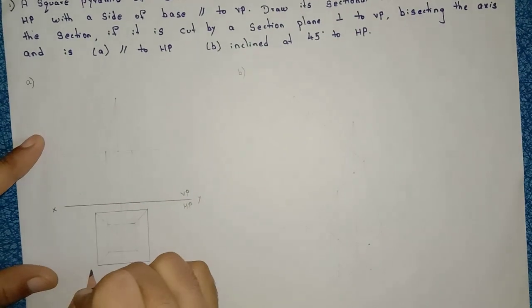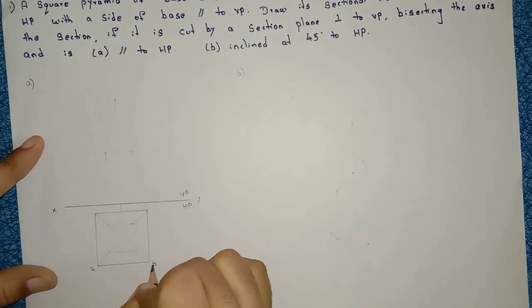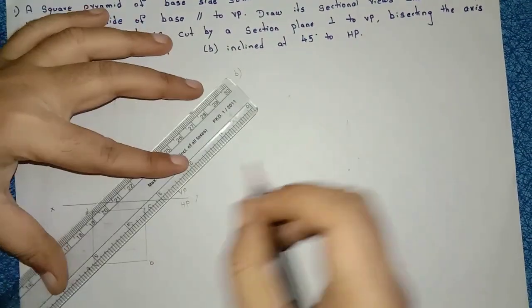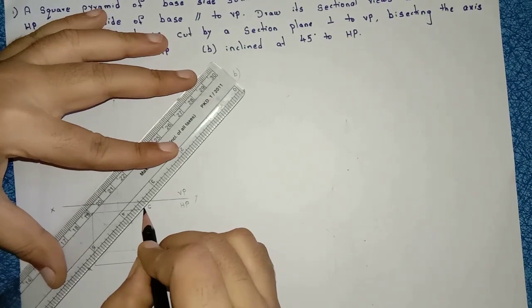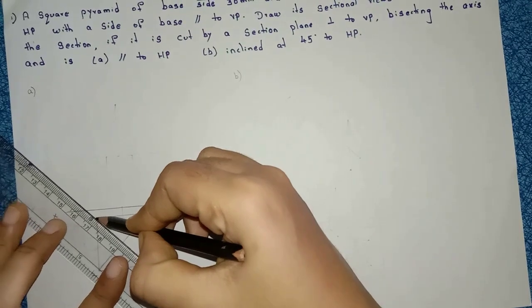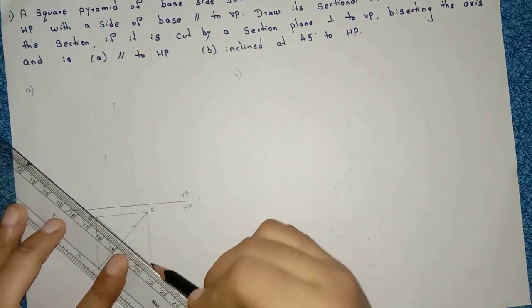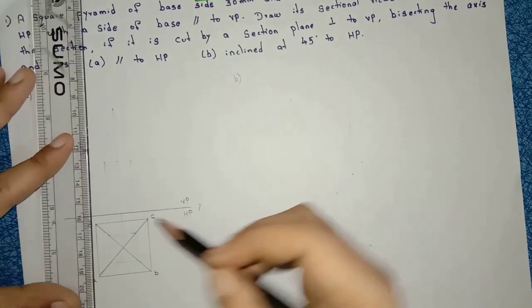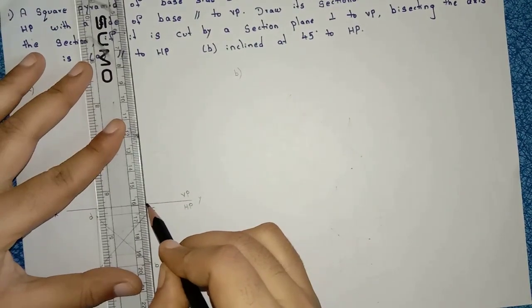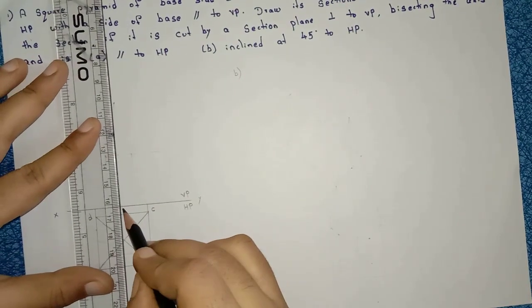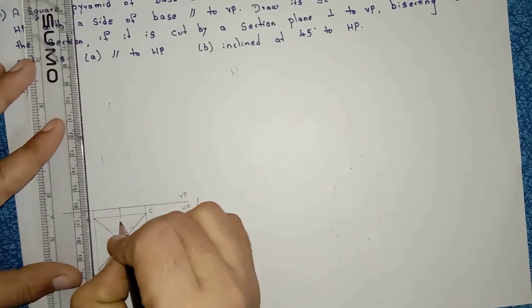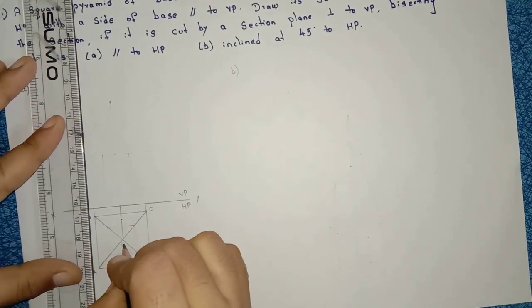After that, name the square A, B, C, D. Now mark the midpoint of this square. Now project all these corners till the reference line, and from the midpoint draw the axis line. The axis line should be dash dot. This midpoint is here O.